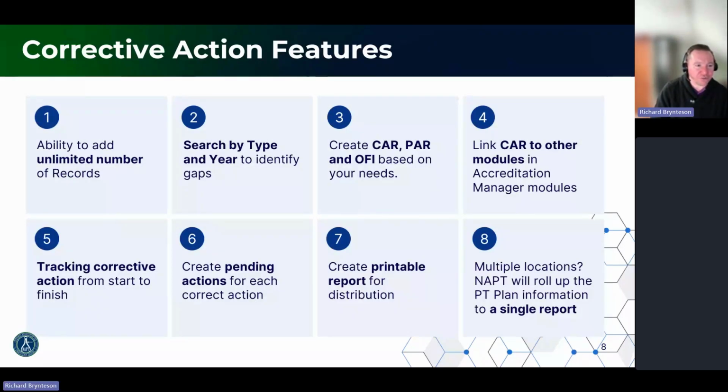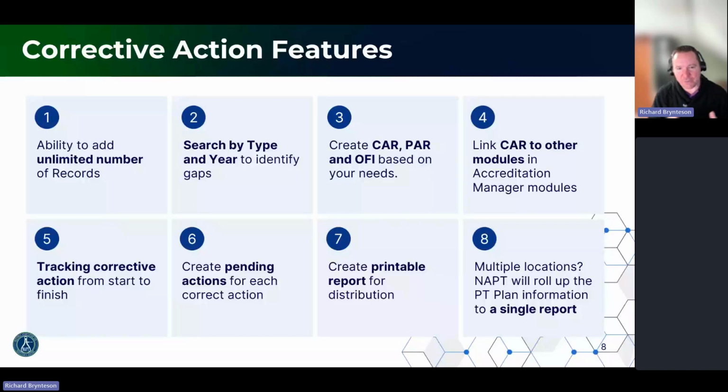The second one, you can search by the type and year to identify the gaps, right? So are we missing stuff? The other thing we find all too often is that individuals create a CAR and get in the habit of creating 1 or 2 right away. But then they'll go off on this gap for months and then suddenly they'll do it again. So sometimes just having that centralized place is a good way of, as a reminder.